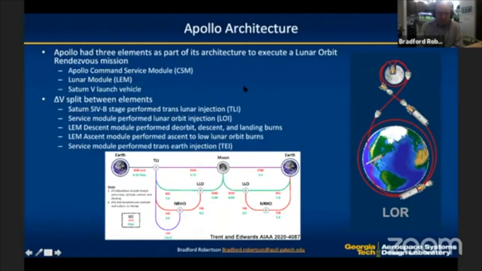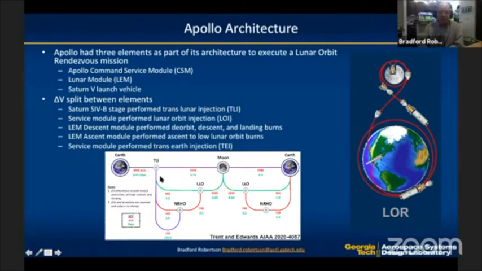And so in order to execute this lunar orbit rendezvous, they had three elements to the system. So they had the Apollo Command Service Module, the Lunar Module, and the Saturn V launch vehicle. And so going back to this chart, the Saturn V launch vehicle performed the 9.4 kilometers per second to get into low Earth orbit, and then it performed the translunar injection.